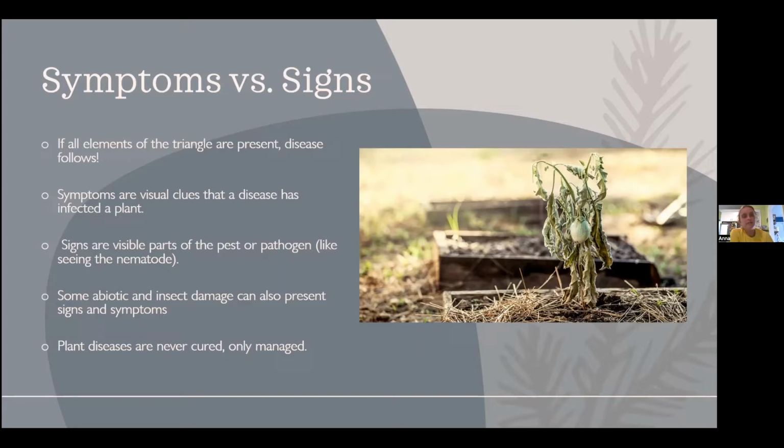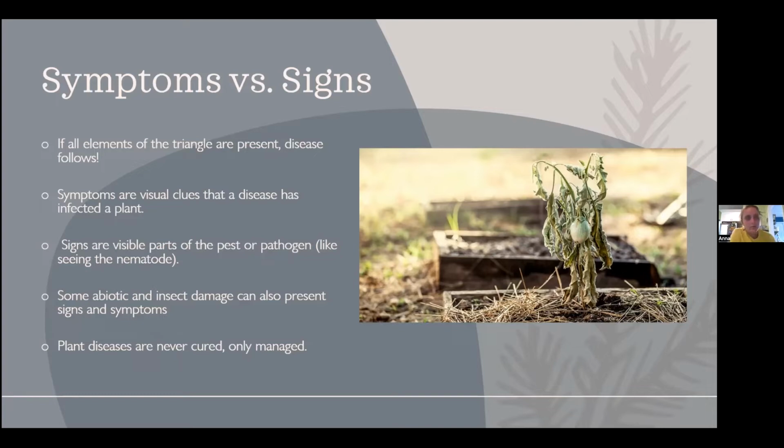If all the elements of the disease triangle are present, the disease will follow. Symptoms are visual clues that a disease has infected a plant. So if we're looking at this little sad tomato, what are some of the symptoms? Well, it's wilting. There might be some brown discoloration to the leaves.